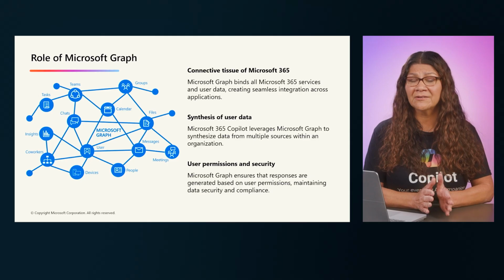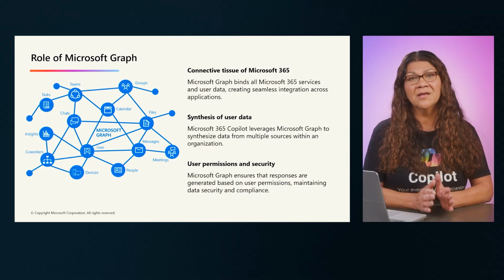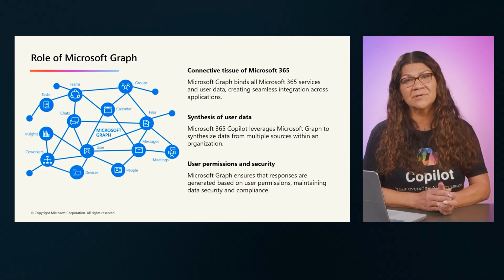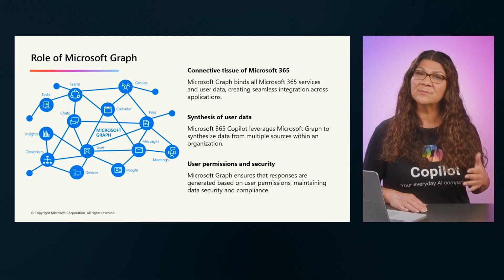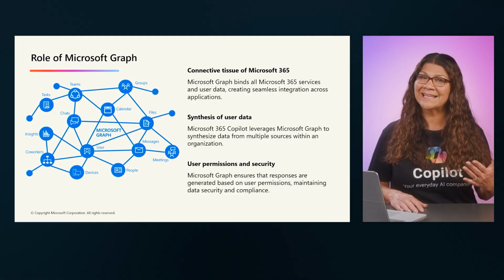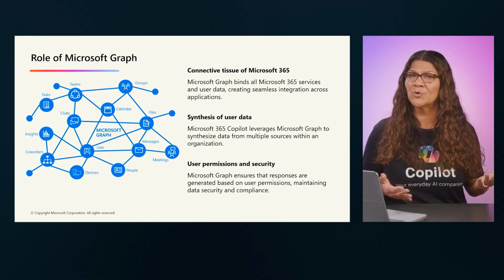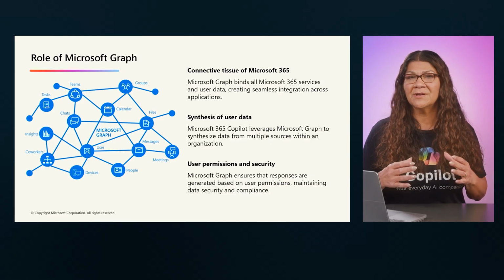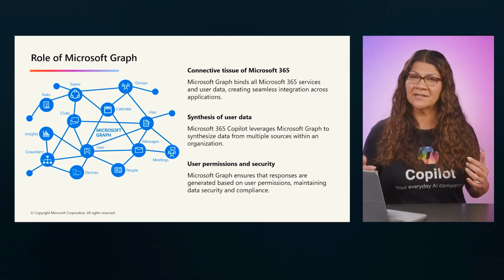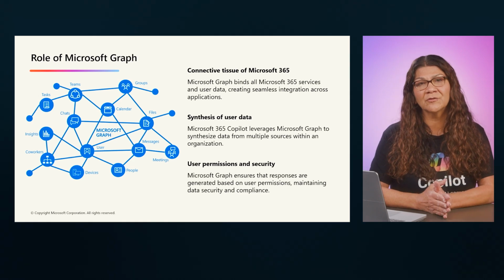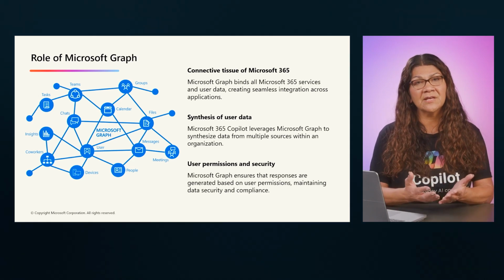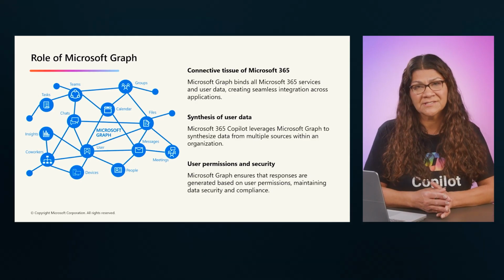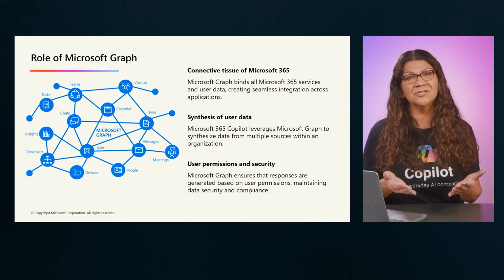Here we see how Microsoft Graph empowers Copilot by acting as the connective tissue across all your Microsoft 365 services like Teams, Outlook, OneDrive, SharePoint, calendars, files, chats, and more. Microsoft Graph brings all of this information together so you don't have to jump between apps to find what you need. When you use Copilot, Microsoft Graph synthesizes data from emails, chats, meetings, notes, and documents inside your tenant and brings it directly into your prompt.